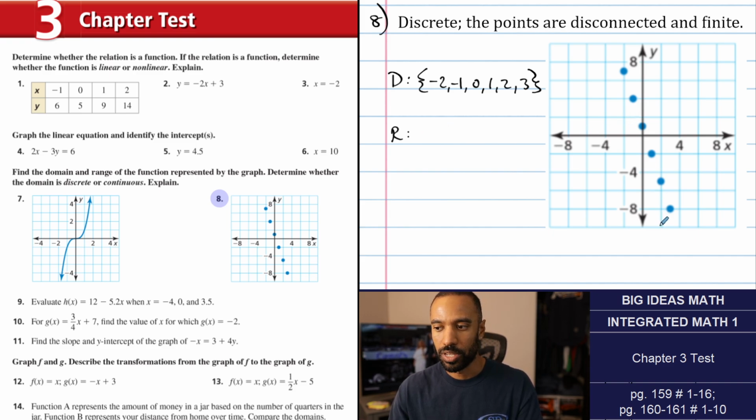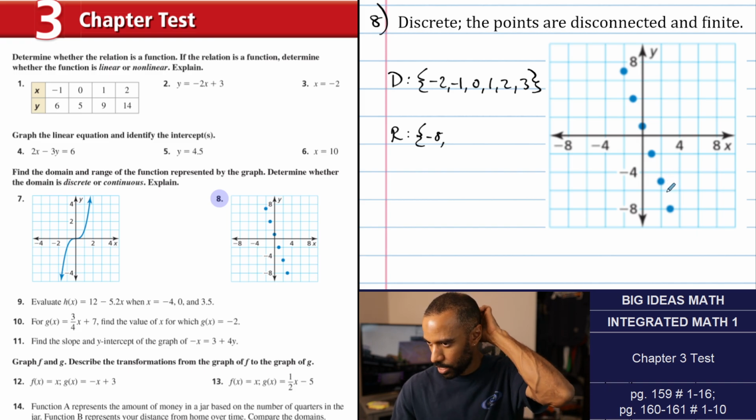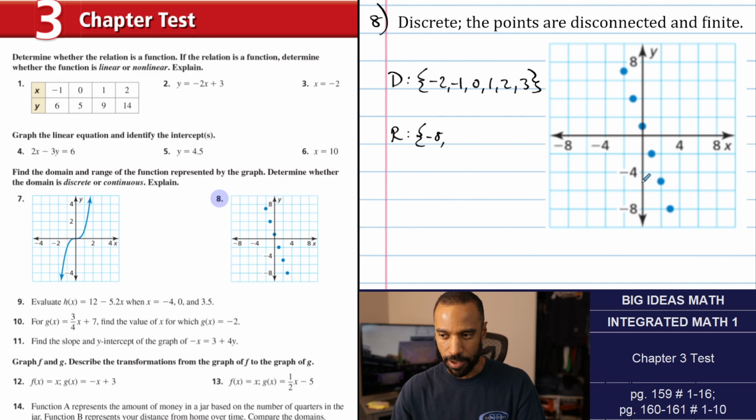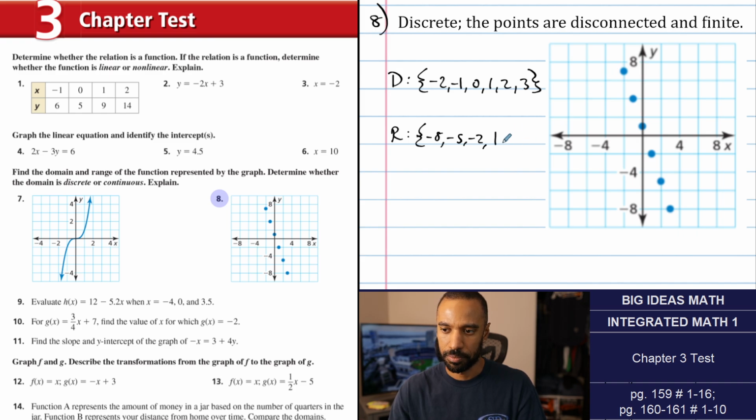The range we'll list from bottom to top. Same kind of format, but we have to figure out what those y values are. The lowest y value is -8. And then look, it's linear, so it has this increase in jump. It goes up 3, it looks like. So it goes up to -5, and then -2, because they're going by 2's, and then 1, and then 4, and then 7. So there's domain and range.